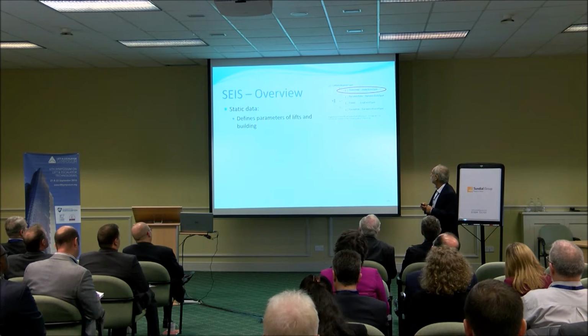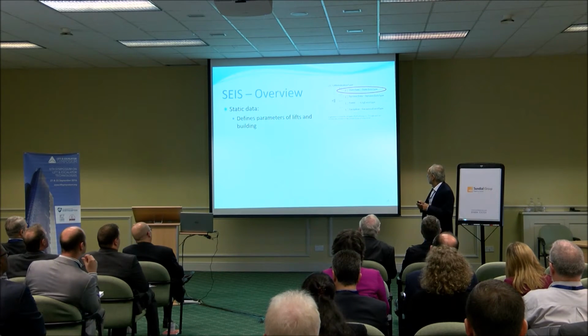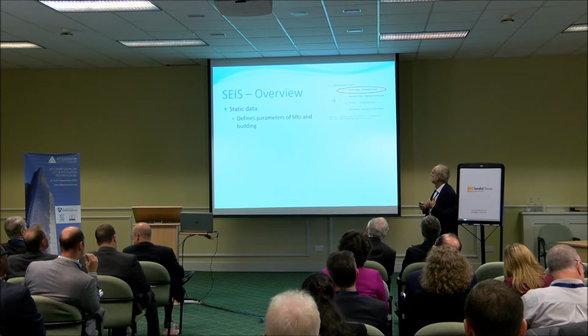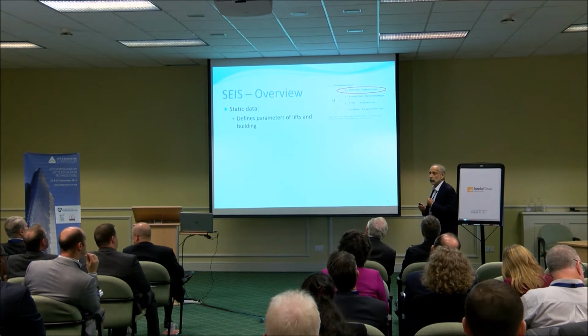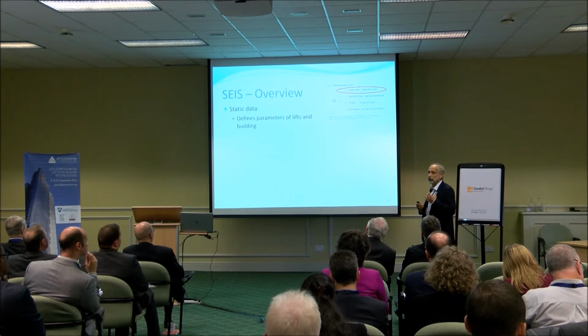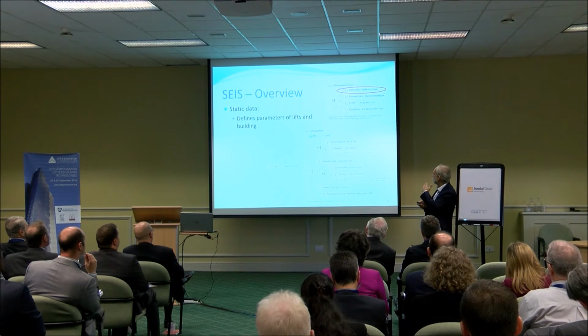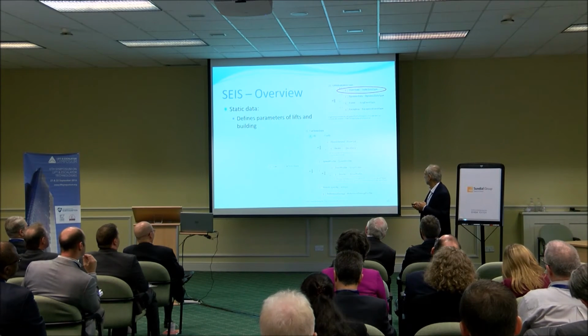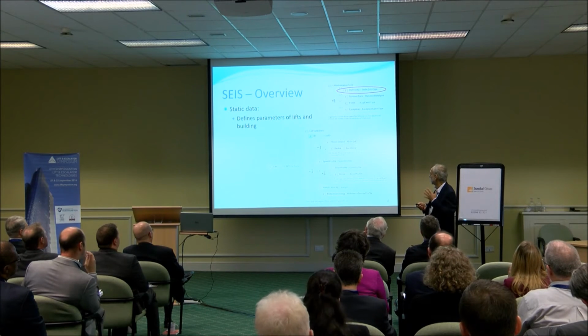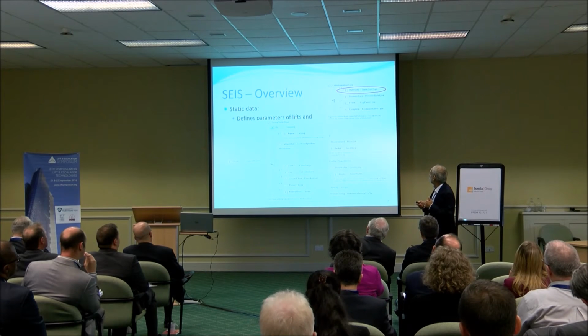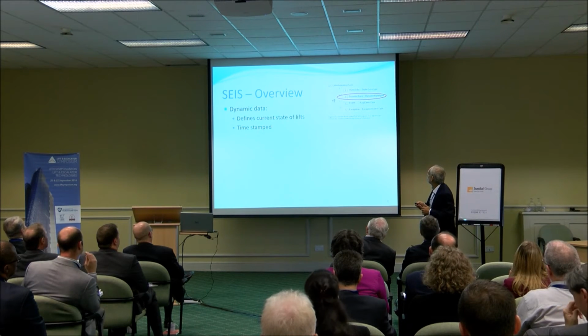There are 4 types of basic elements of information described. Static data defines the parameters of the lifts and the building, so how many cars, which floors they visit, the speed profiles. This is taken from the specification itself, which is available on a website. I'll get to that in a minute. And there is another example.